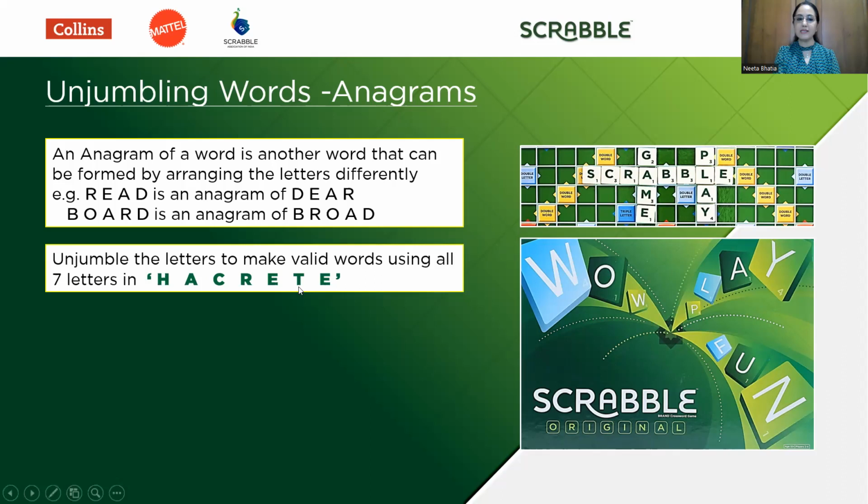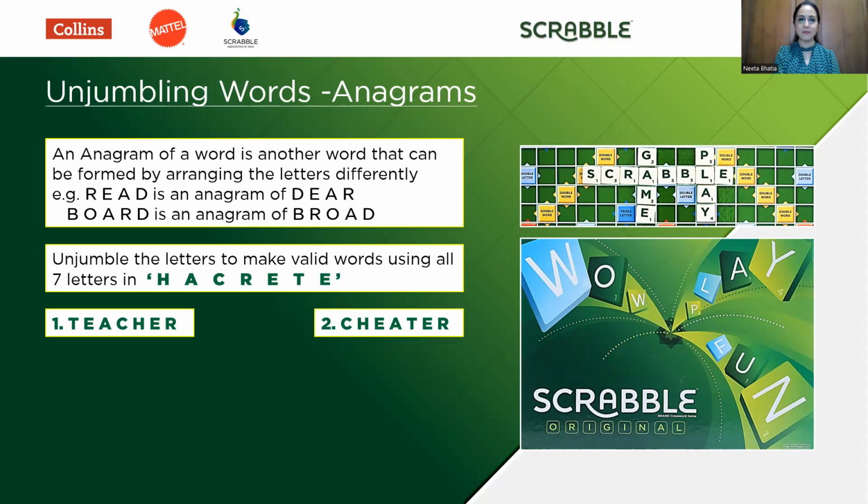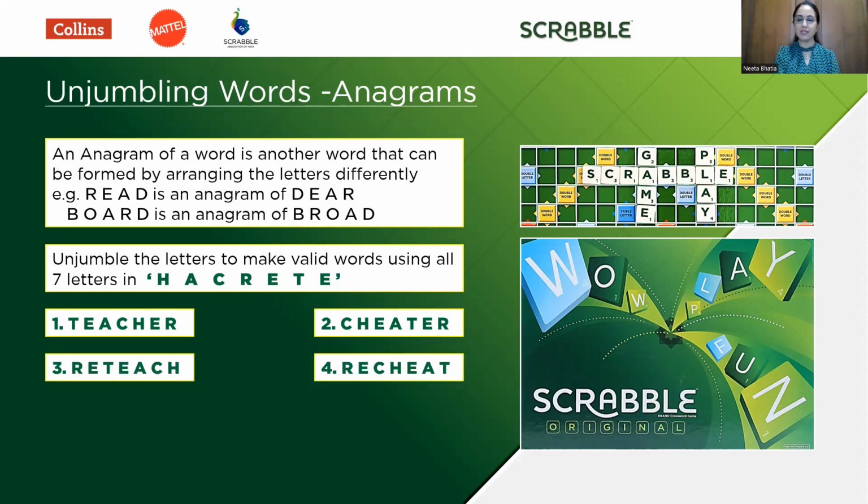H-A-C-R-E-T-E. These give you not just one, but 6 anagrams. And if we were to place a common ending of ER in the end, it should be fairly simple to spot the bingo teacher. Ironically, the anagram of teach is cheat, and so we could also make the word cheater. A teacher could reteach, whereas a cheater could recheat.